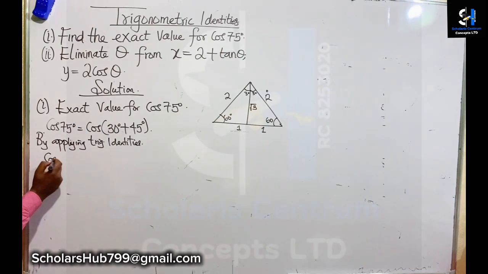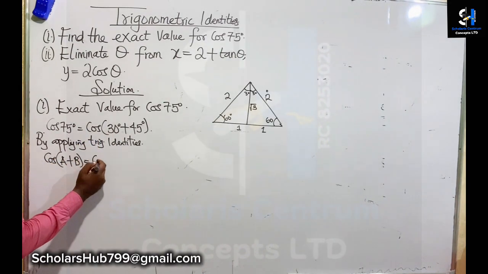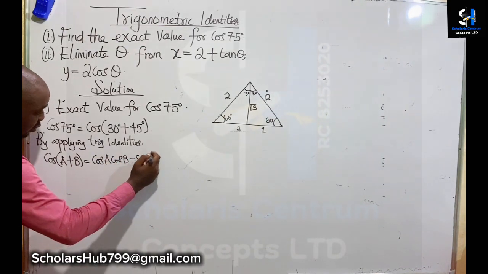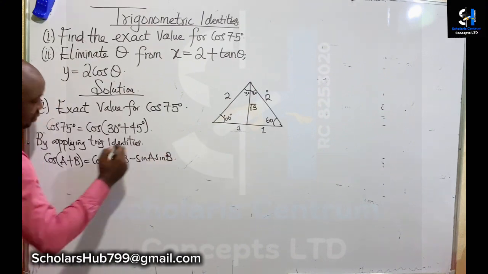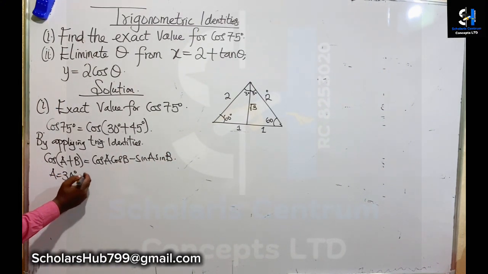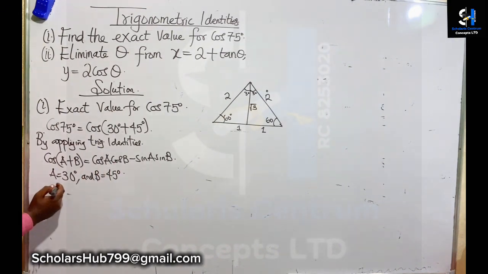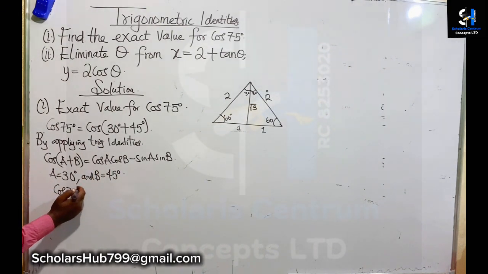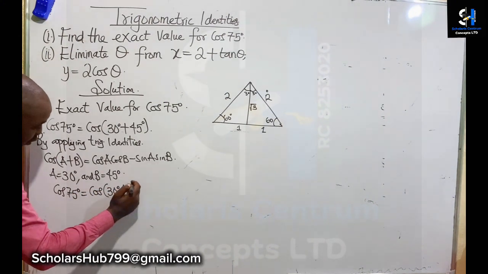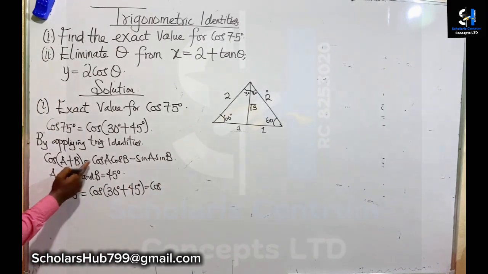So we know that cos(A + B), because this is a sum, will be cos A cos B minus sin A sin B. So let's say A is 30 degrees and B equals 45 degrees. That means cos 75 degrees, which is the same as cos(30 degrees + 45 degrees), will be cos A.